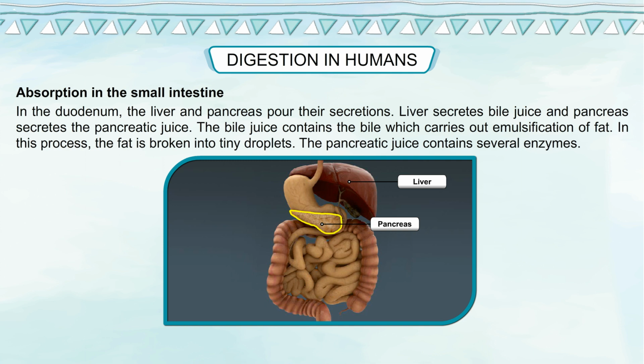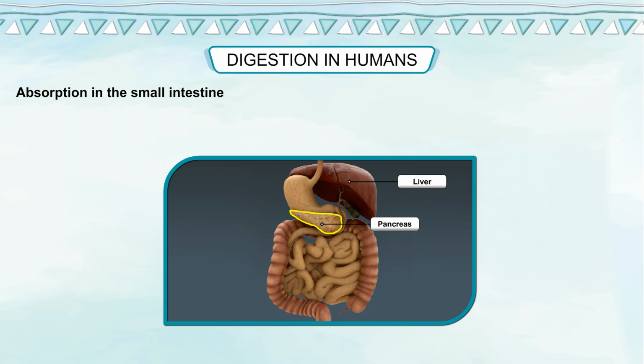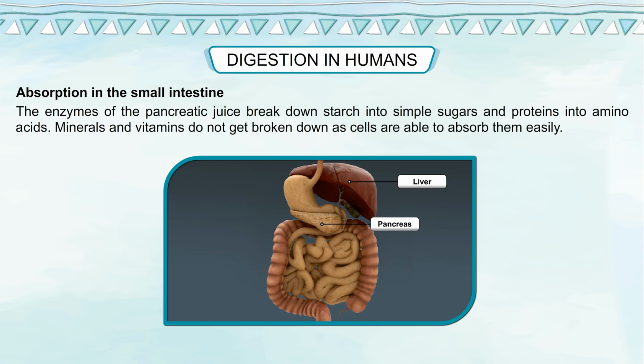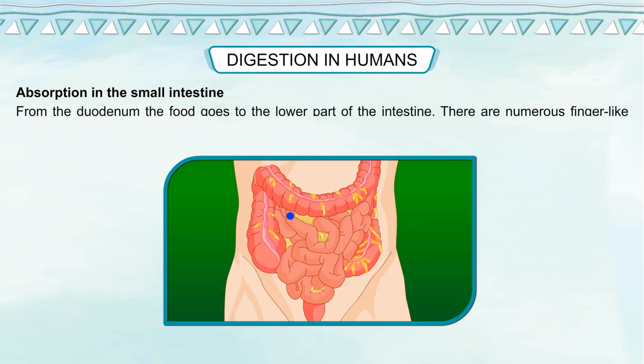The pancreatic juice contains several enzymes. The enzymes of the pancreatic juice break down starch into simple sugars and proteins into amino acids. Minerals and vitamins do not get broken down as cells are able to absorb them easily. From the duodenum, the food goes to the lower part of the intestine.